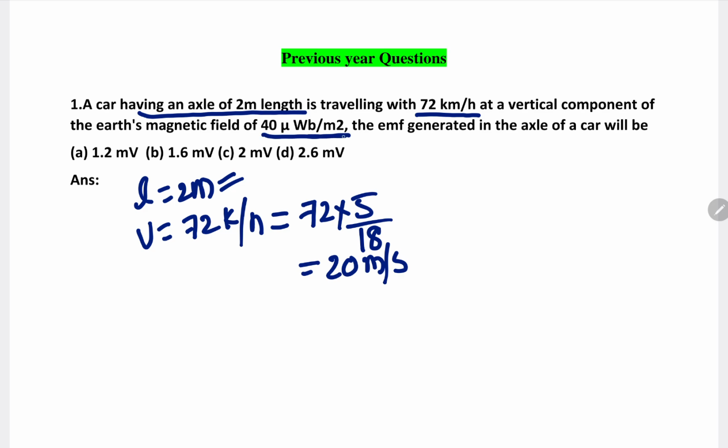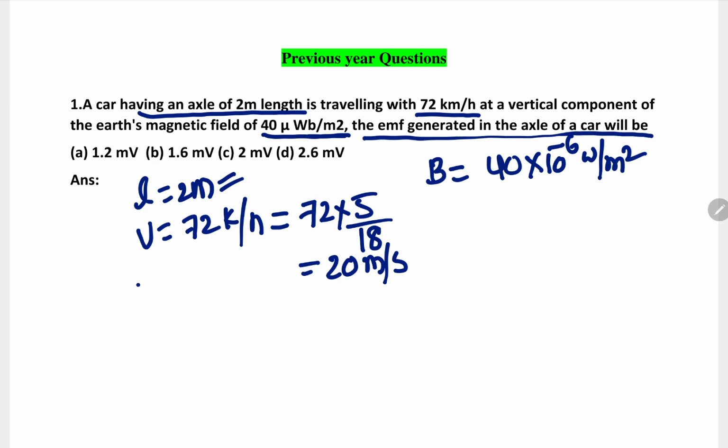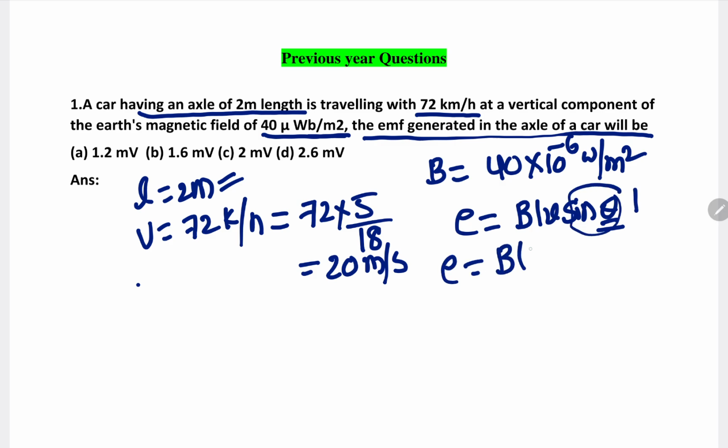Weber per meter square is nothing but flux density. So flux density B is equal to 40 micro, means 10 to the power of minus 6 Weber per meter square. Everything I have converted into meters only. Then the EMF generated in the axle of the car will be, so we want to calculate the EMF value. So what is the EMF formula? BLV sin theta. As a vertical component is given, theta becomes 90, sin 90 becomes 1. So E is equal to BLV.